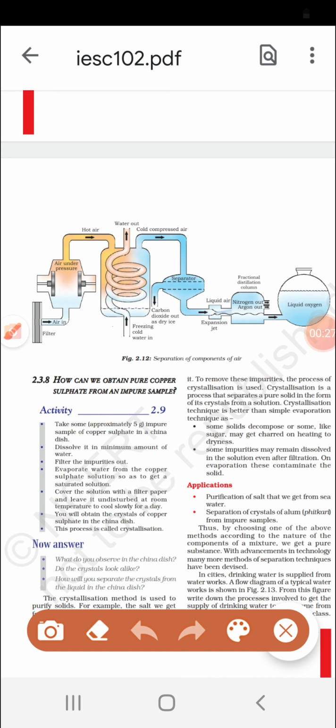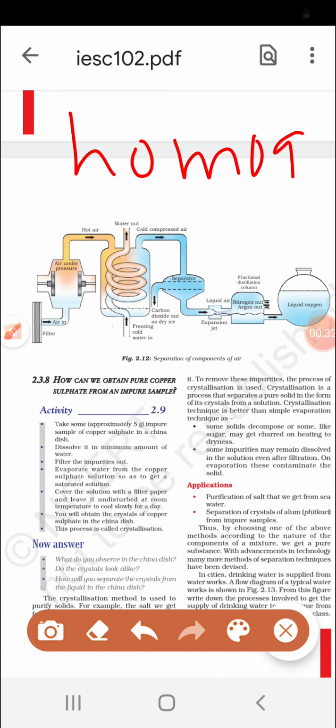As we know, air is a homogeneous mixture of different gases, in which nitrogen, oxygen, argon, carbon dioxide, helium, so many gases are present. So if we want to separate these gases, then we can use the method of fractional distillation. The various gases present in the air are separated from one another by the fractional distillation of the liquid air. This separation is based on the difference in the boiling points of the different gases present in the air.